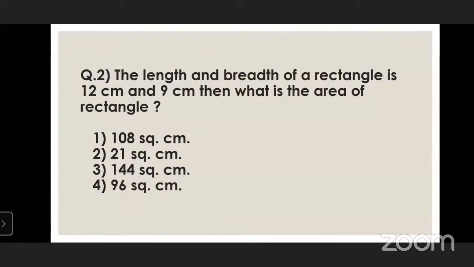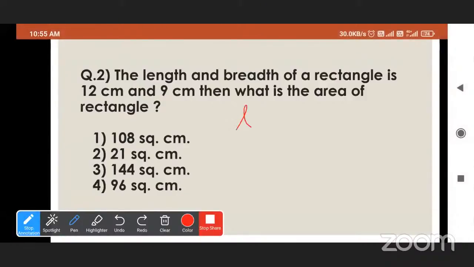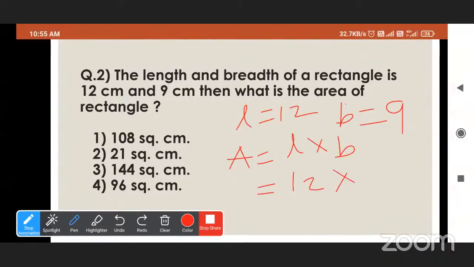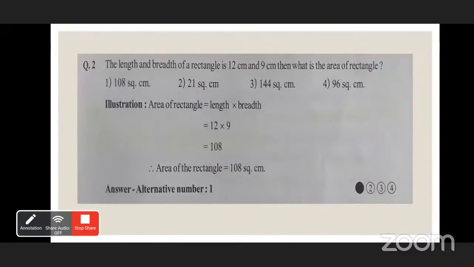Now question number 2. The length and breadth of a rectangle are 12 centimeter and 9 centimeter. Then what is the area of the rectangle? 108 square centimeter. Yes. So area is equal to L into B, that is 12 into 9. 12 into 9 is 108 square centimeter. Very good. This is the correct answer.